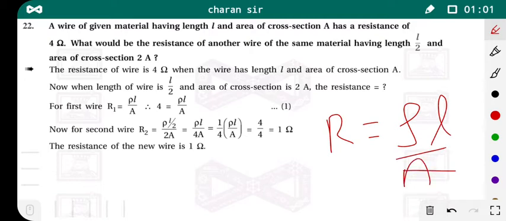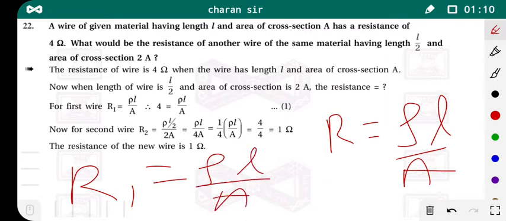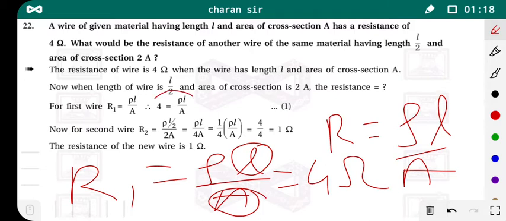Now the resistance of the first wire, suppose indicated by R1, is rho L by A, because the length of the first wire is L and the cross section area is A. This value is given, that is 4 ohm.